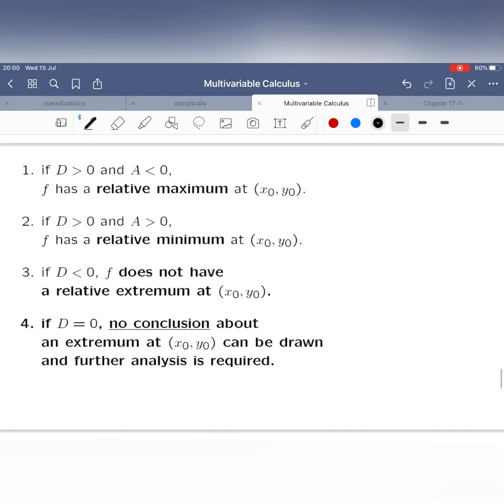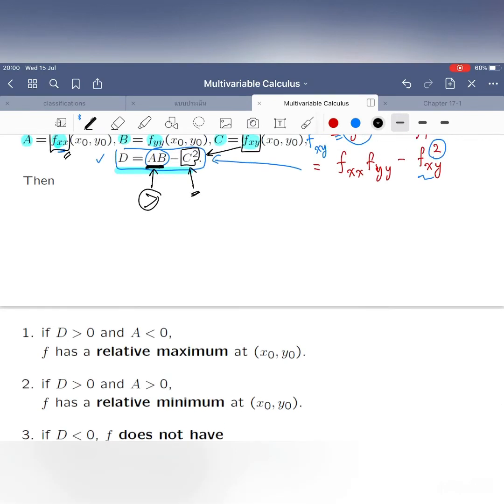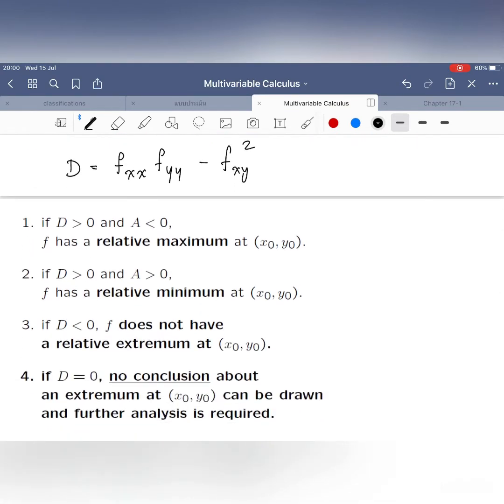So let's see, this is the conclusion. Let me just write down the d again. Your d is actually f sub xx, same direction, times f sub yy minus f sub xy squared. So it is the competition between the same direction second derivative and the different direction second derivative. If the same direction wins, and your a is f sub xx, if your f sub xx is negative, so what does this mean?